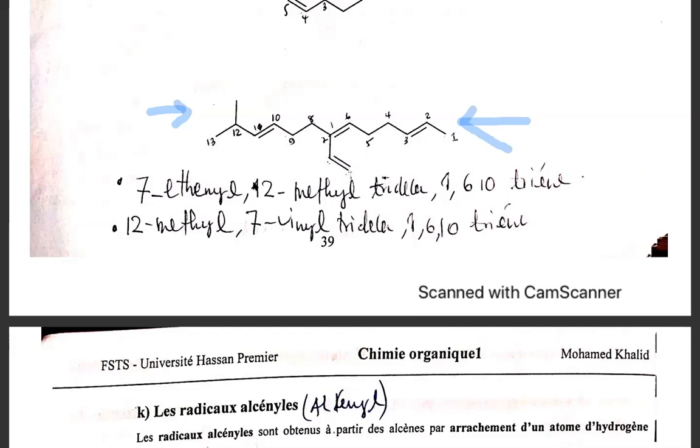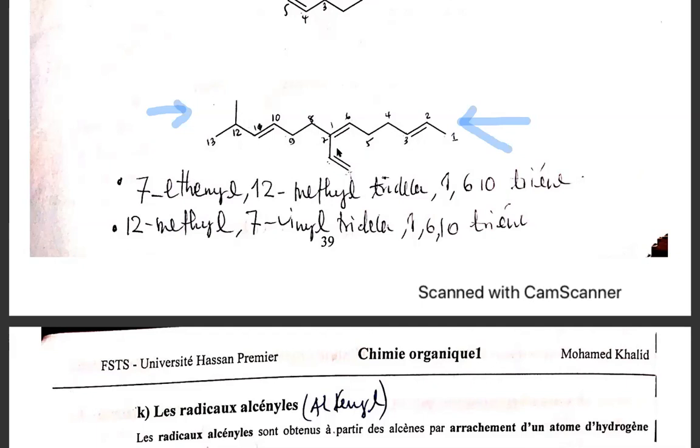Ethene. Ethenyl. Voila. Those people that were asking for pronunciations, it is ethenyl. So it will be ethenyl. At position number 12, we have a methyl, and it is done.